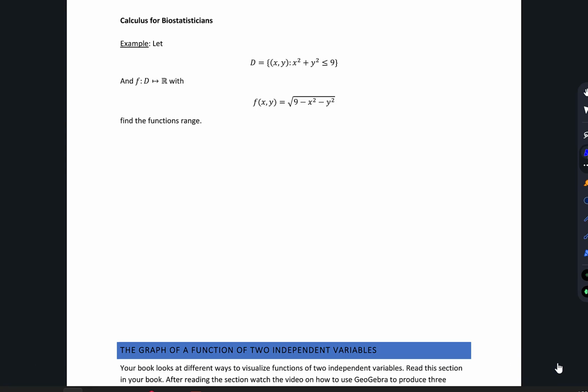Right, and let's just look at one more example here. So suppose here that our domain is the set of x and y, such that x squared plus y squared is less than or equal to 9. So some pairs that could be in our domain. Notice we could have the pair 1, 1, and that's because 1 squared plus 1 squared is less than or equal to 9. So that's a possible value in our domain. 1, 2, which would be 1 plus 4, that's less than or equal to 9. That pair could be in our domain.